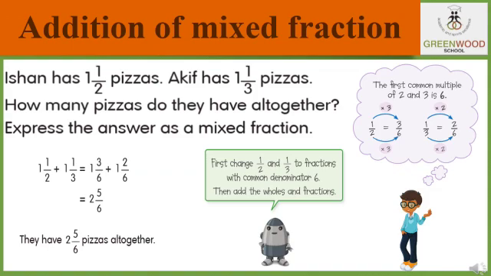So 1 by 2 is converted to 3 by 6 and 1 by 3 is converted to 2 by 6. Now they become like fractions. So the new mixed fractions are 1 integer 3 by 6 and 1 integer 2 by 6. So now we'll add them. As the denominator is the same, it will remain 6, while the numerators get added: 1 integer and 1 integer becomes 2 integer, while 3 plus 2 becomes 5. So they have 2 integer 5 by 6 pizzas altogether.